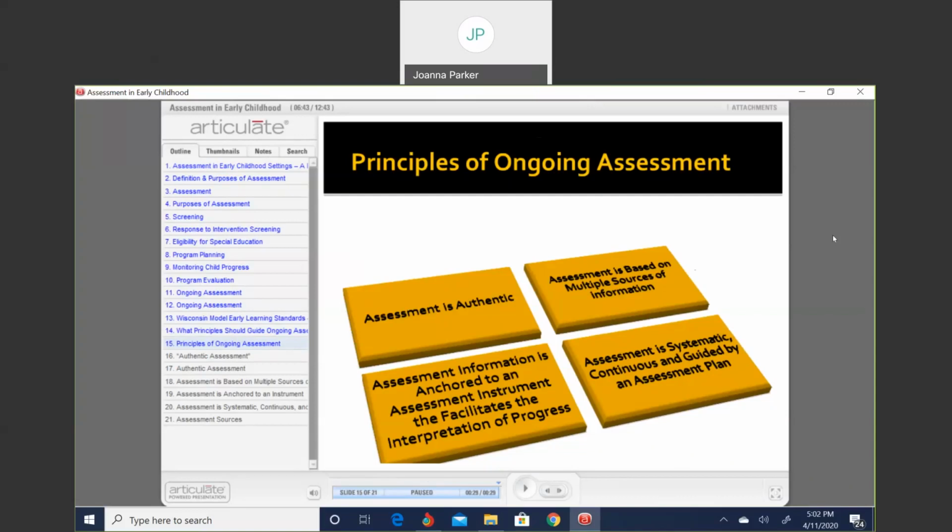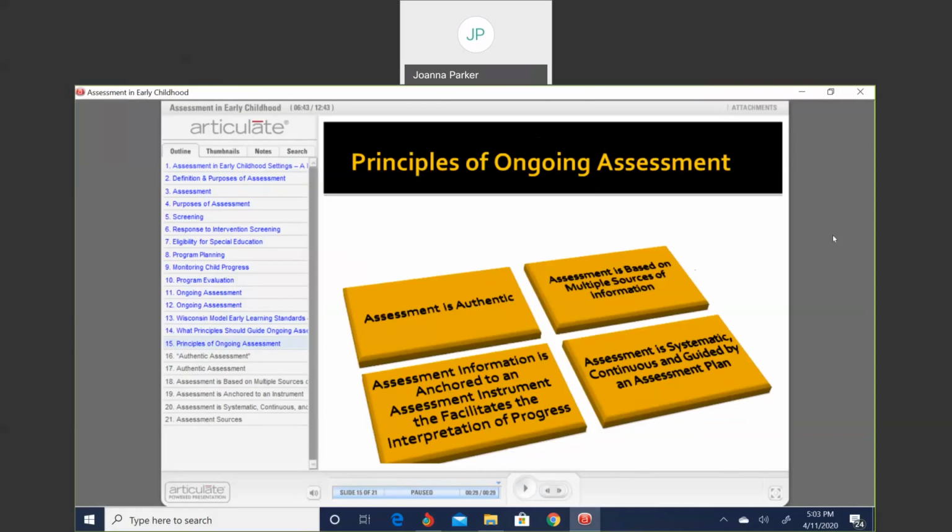Assessment information is anchored to an assessment instrument. That really talks about the fact that you should have a formal system for assessment. Now, programs that have the ability, both financially and in terms of time, to implement a formal assessment tool like Teaching Strategies Gold, or, you know, HighScope has theirs, which is called COR.